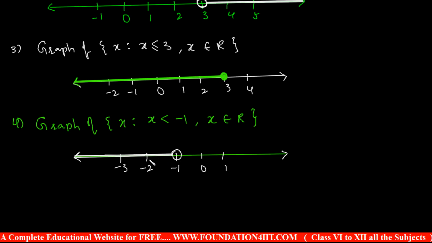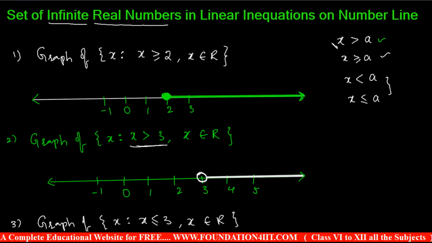So each and every number, even minus 2.1, minus 2.2, like this, each and every number on the number line, because the real numbers is infinite. So from less than minus 1 all the numbers in this, right? This is the case. So we have the 4 cases we can solve in this type. So this is a set of infinite real numbers in a linear equations on number line. Next, let us see the problems based on this linear equations, how to solve the problems and how to represent the solution set on the number line. Let us discuss now.